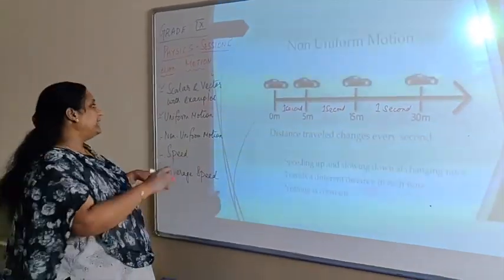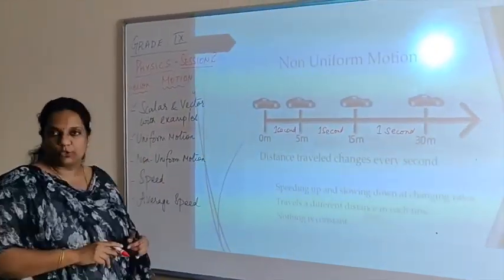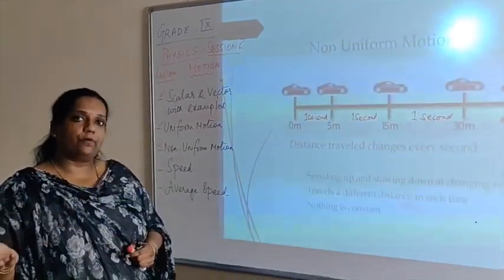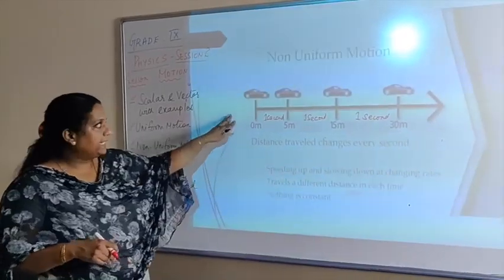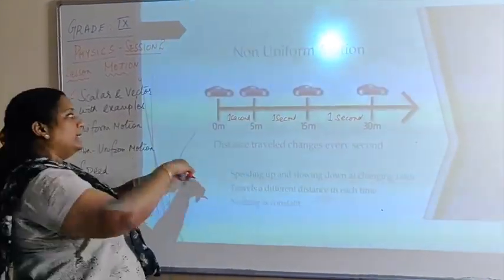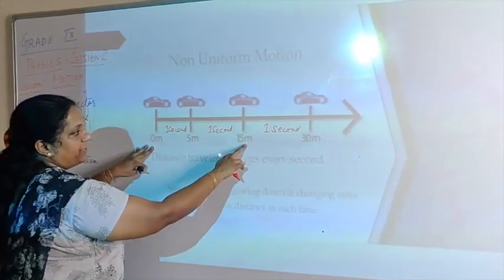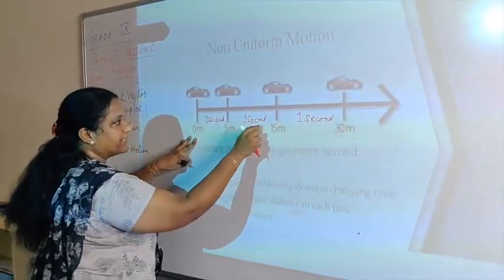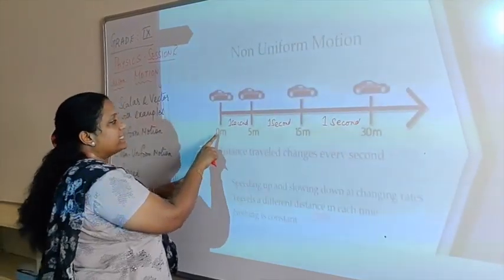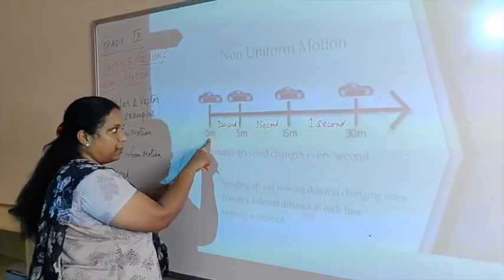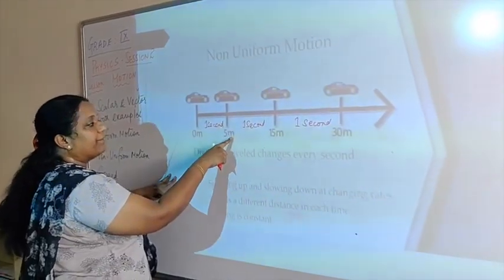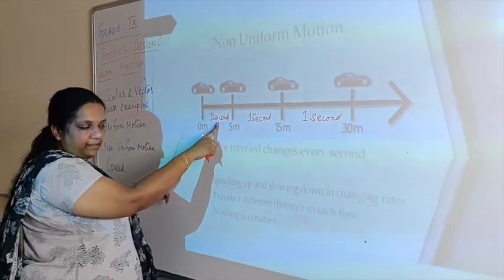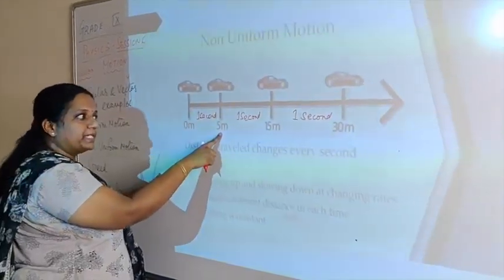Moving ahead, we will now talk about non-uniform motion. Now, non-uniform motion is the bang opposite of what we discussed in uniform motion. Look at the example again. I have a vehicle traveling. The distance is mentioned here and the time taken to cover that particular distance is written, right? So, the vehicle starts from 0 and reaches a distance of 5 meters. And what is the time that it takes? It takes 1 second to reach from 0 to 5 meters.